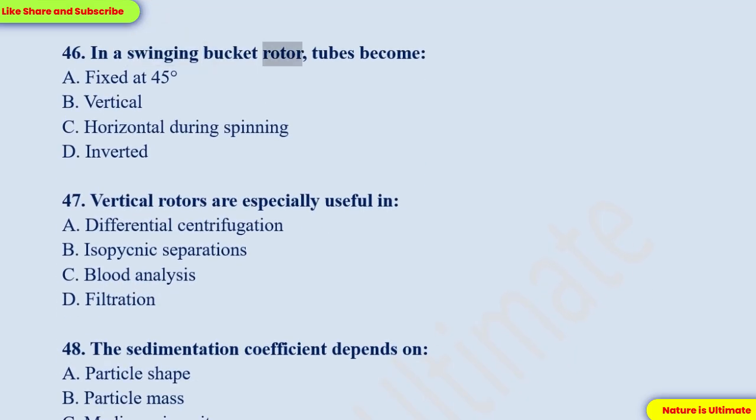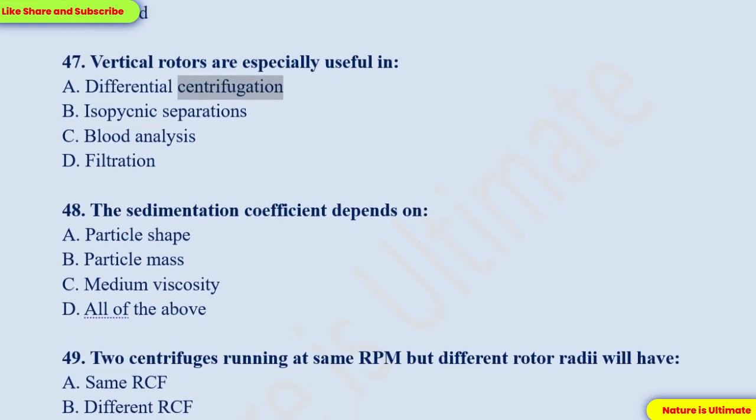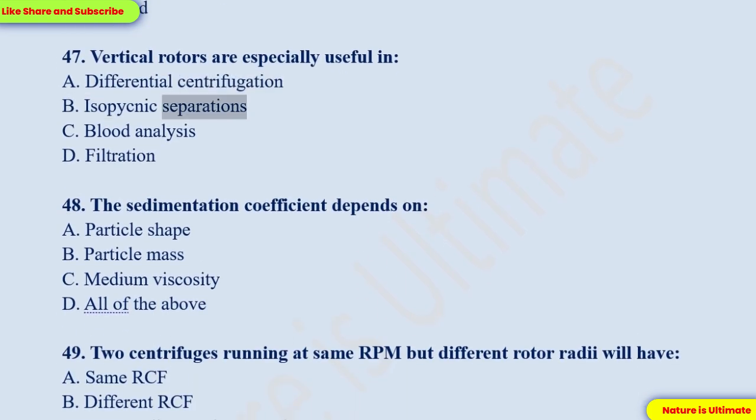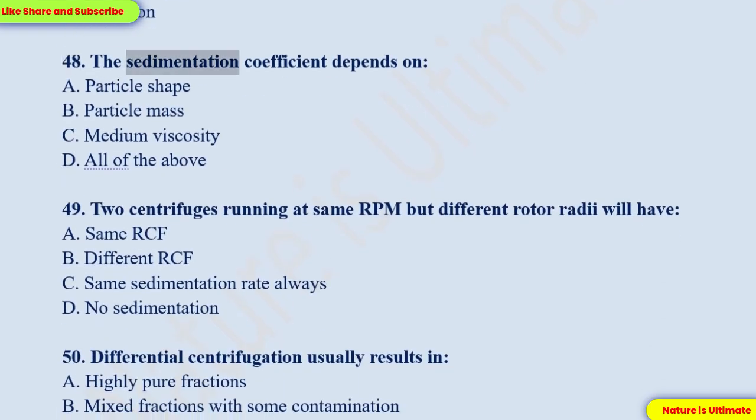46. In a swinging bucket rotor, tubes become A. Fixed at 45 degrees. B. Vertical. C. Horizontal during spinning. D. Inverted. 47. Vertical rotors are especially useful in A. Differential centrifugation. B. Isopycnic separations. C. Blood analysis. D. Filtration. 48. The sedimentation coefficient depends on A. Particle shape. B. Particle mass. C. Medium viscosity. D. All of the above.